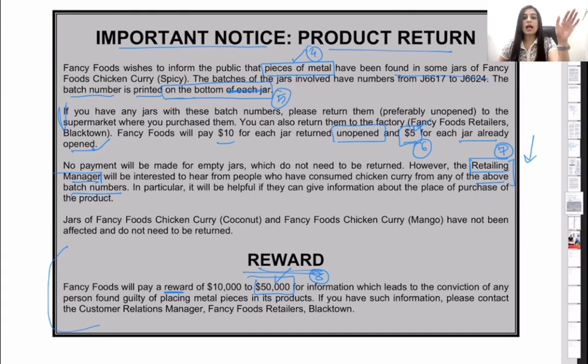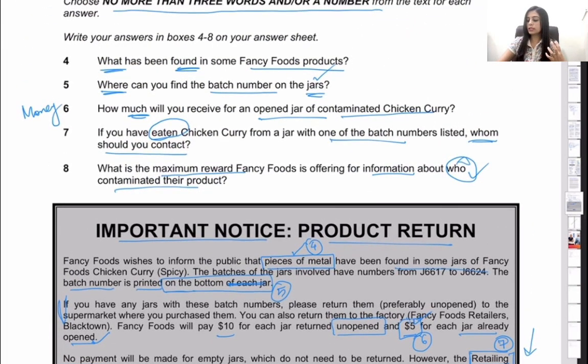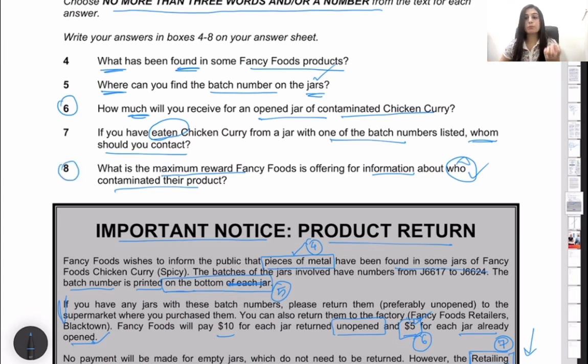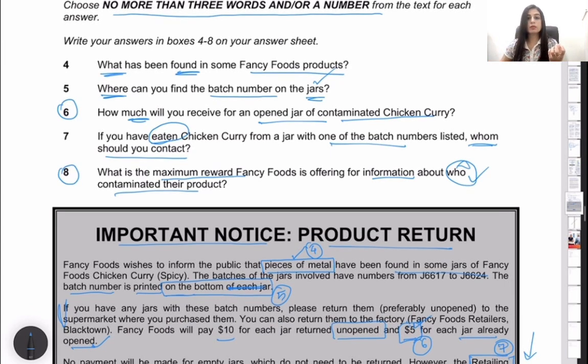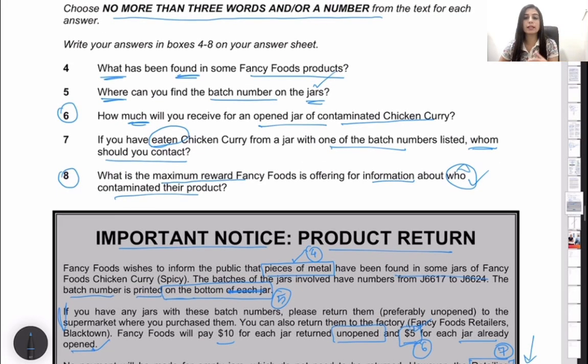If you notice, I haven't read each and every line. I have just tried to locate the answers. And how did I locate the answers? I knew for the 6th one and the 8th one, because of the way the question was, I knew 6th and 8th would be numbers. Okay, and numbers are also allowed here. You can write numbers, and these are also money. Both are rewards or money that would be received by someone.